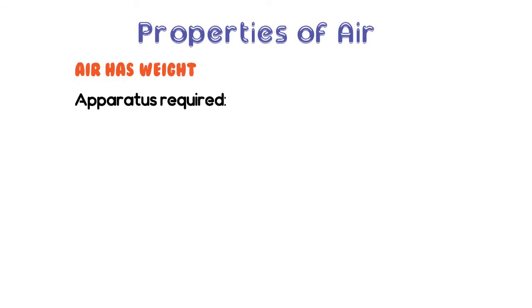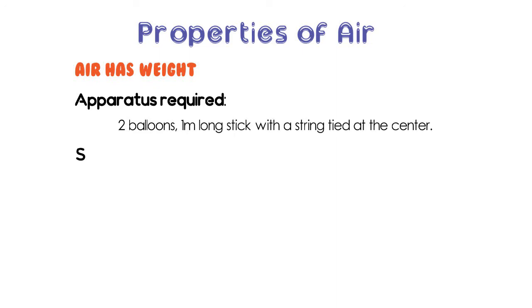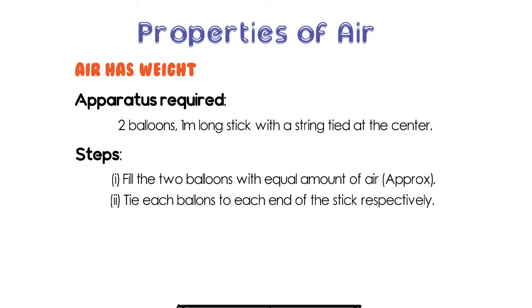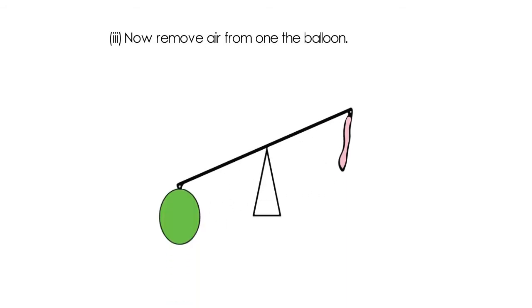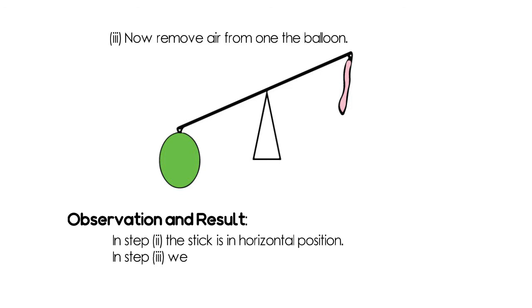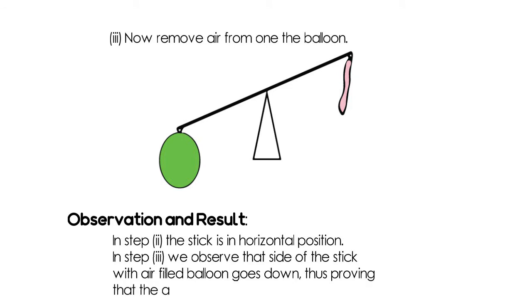Apparatus required. 2 balloons, 1 meter long stick with a string tied at the center. Steps. Fill the 2 balloons with an equal amount of air, approximately. Tie each balloon to each end of the stick, respectively. Now remove air from one of the balloons. Observation and result. In step 2, the stick is in a horizontal position. In step 3, we observe that the side of the stick with the air-filled balloon goes down, thus proving that air has weight.